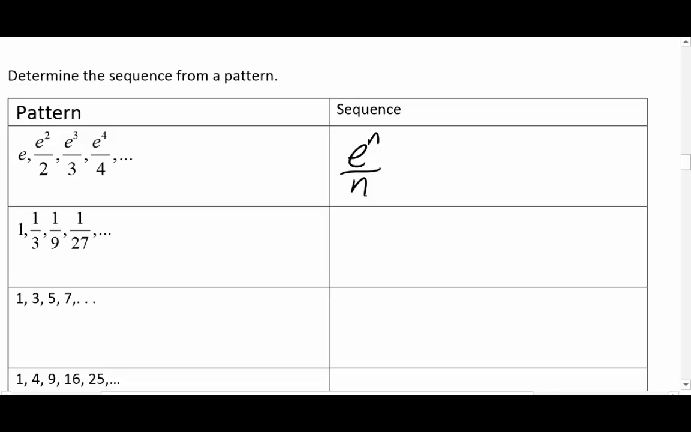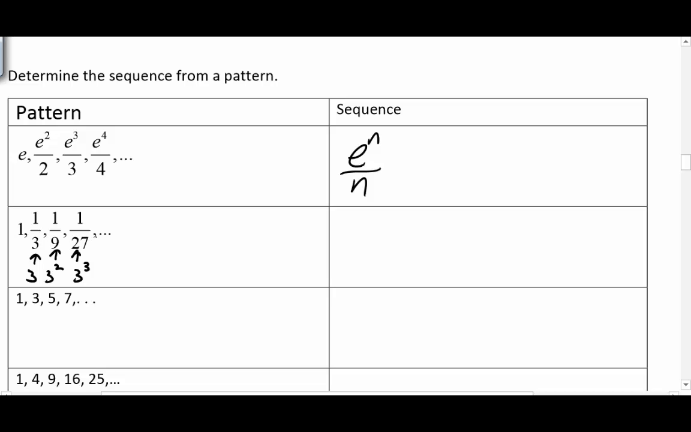Okay, then we have 1, 1/3, 1/9, and 1/27. Okay, looking at that pattern, what do we notice? Well, I notice we've got 3 here. I've got 3 squared here. I got 3 cubed here.